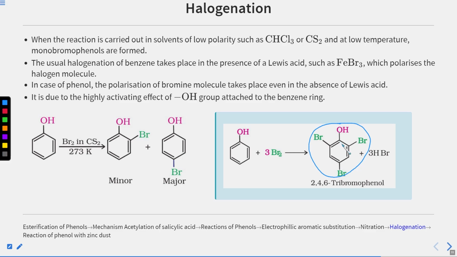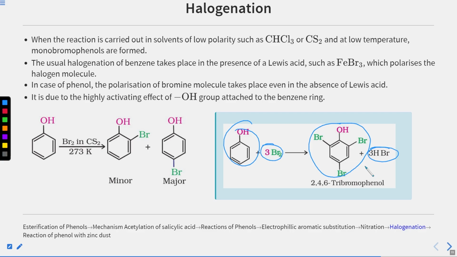This is similar to our nitrated product, in which we use concentrated nitric acid and get a tri-substituted phenol called picric acid. Here also, if we use Br2 in water, which is called bromine water, then it will quickly react with our phenol to give 2,4,6-tribromophenol plus HBr. Clear? So this is our halogenation.